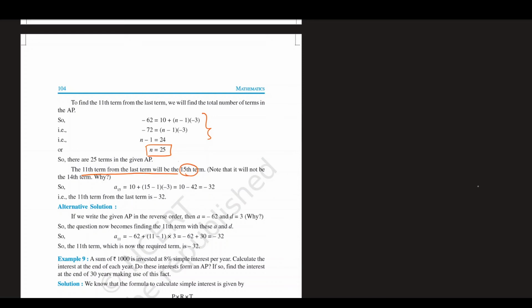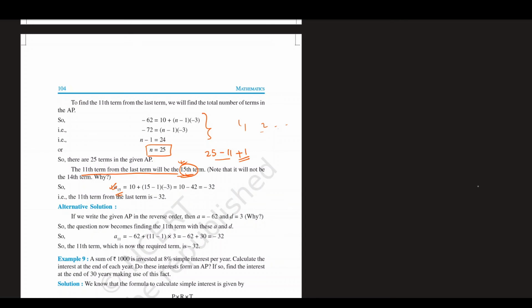How did we get the 15th term? n is 25 terms, minus 11, that will be 14, and we add plus 1, because the numbers start from 1, first term, second term, and not from 0. So now we can find A15.